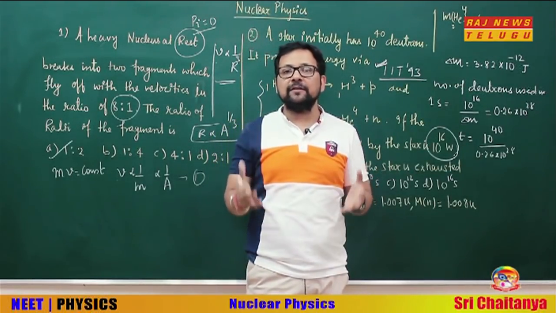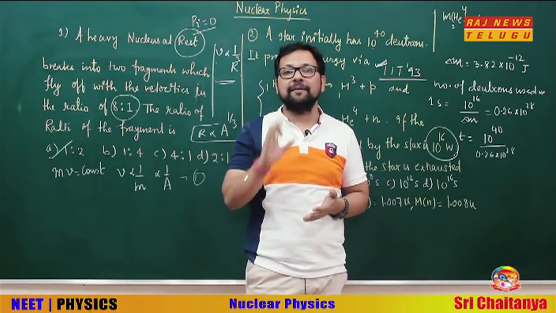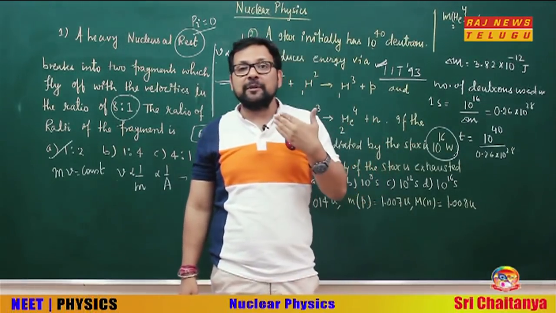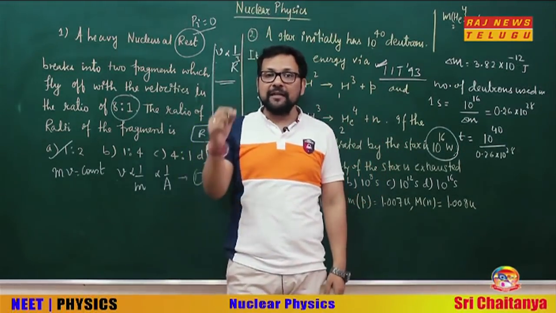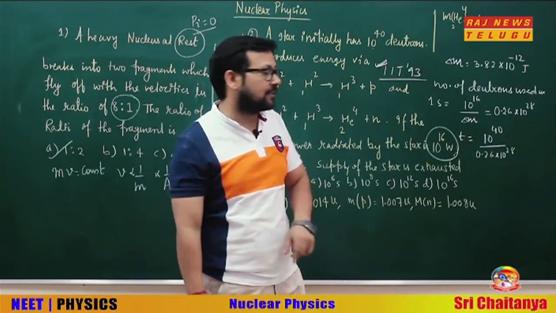How will you calculate this energy? You will calculate energy by none other method than delta M. So delta M into C square, or delta M in atomic mass unit is given, so it is to be multiplied with what? It is to be multiplied with 931.5 mega electron volt.